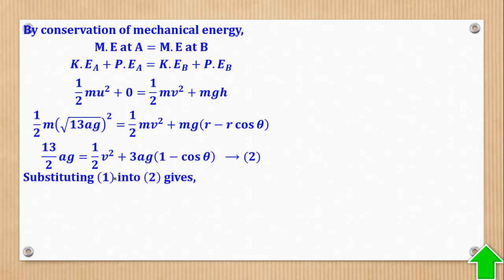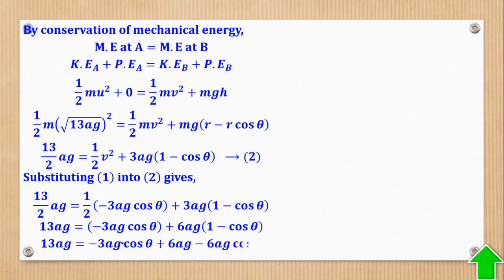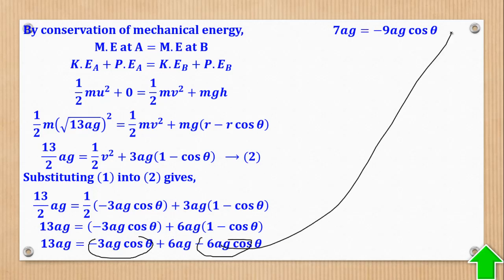So substituting equation 1 into equation 2, you can substitute for this v squared here. Then you have to simplify. So what I've done here, I've multiplied throughout by 2 to give you this. Then I've opened brackets to get that. Then collecting like terms, this with this gives you negative 9 ag cos theta. Then this one going this side, it gives you 7 ag.